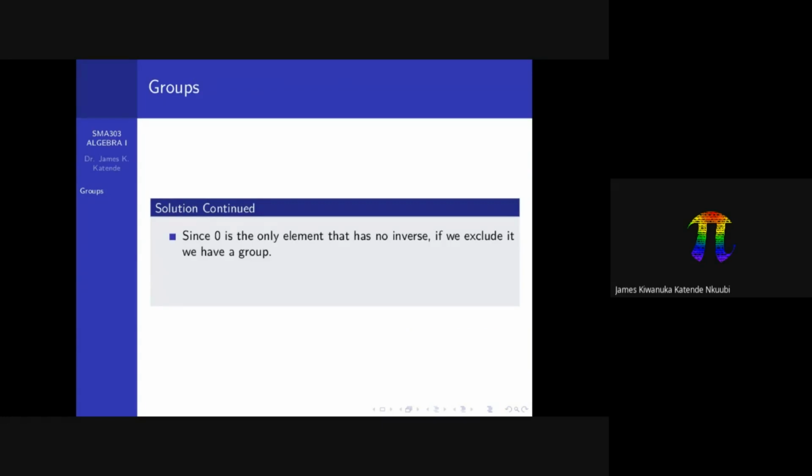So since 0 is the only element that has no inverse, we can remove it, and the remaining numbers will now be compliant. So once we remove 0, we end up with all the non-zero real numbers, and now all of them will have inverses, and that makes this set a group under multiplication. We denote these non-zero real numbers by R star, superscript star. So anywhere you see R star, we mean the non-zero real numbers.